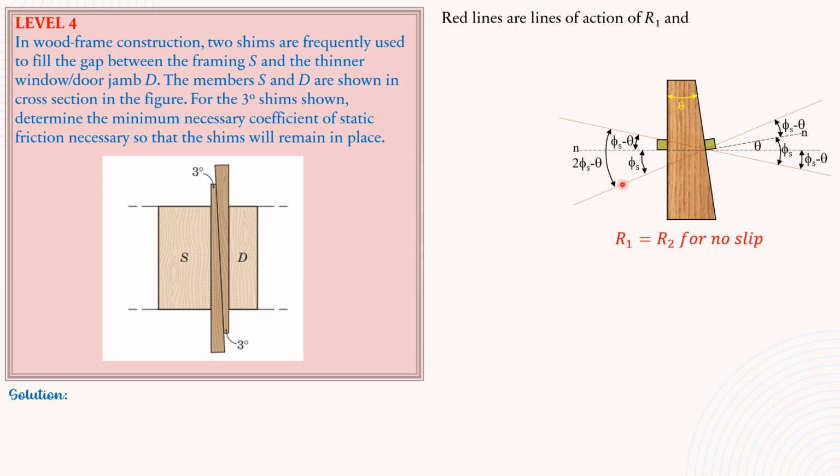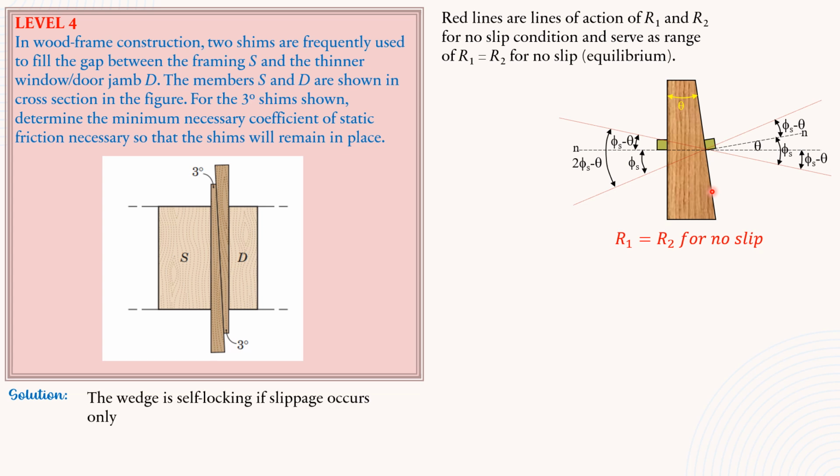So take note, red lines are lines of action of R1 and R2 for no slip conditions and serve as range of R1 equals R2 for no slip or equilibrium condition. So as I said, in the left portion, R1 should be within this range, these red lines here, for no slip condition. In the same manner, on the right side, this is the range of R2 so that the 3-degree shim will not slip.